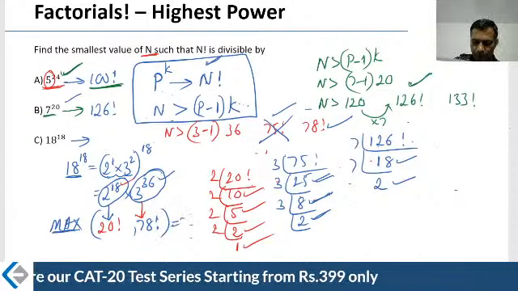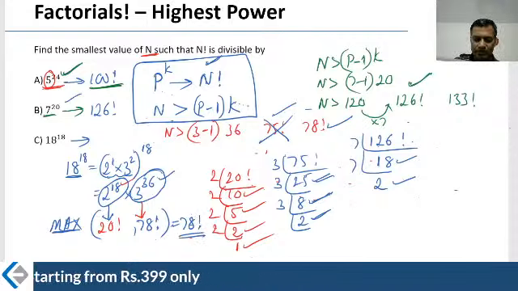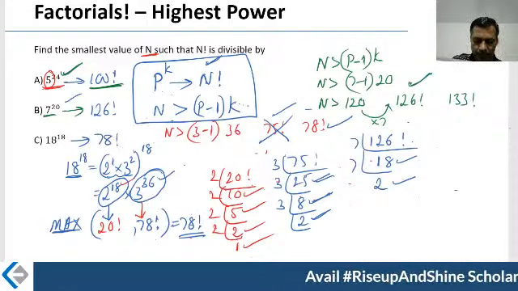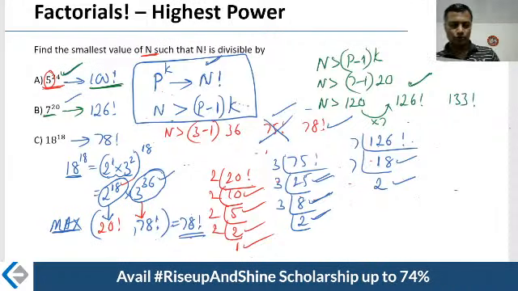What is the maximum of the given two? 78 factorial. That's the answer to this question. Therefore, you will say that 18 raised to power 18 is true in 78 factorial. Great.